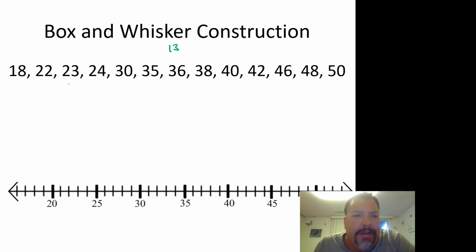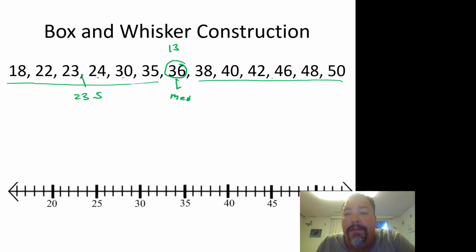And we're going to find the middle number. So since there's 13 numbers here, the middle number is going to be the 7th number. So we got 1, 2, 3, 4, 5, 6, 7. So now this 36 is the median. And we're going to look at all the numbers to the left, find the median there, which is 23.5.